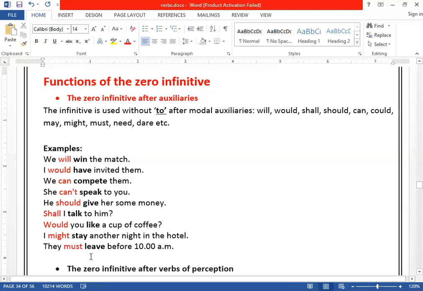After modal auxiliary verbs we use bare infinitive, not to. You cannot say I must to go. No, you say I must go. To go is not correct because must is a modal auxiliary verb.